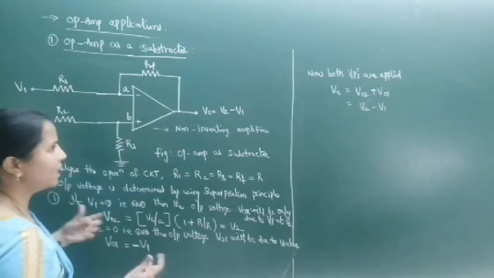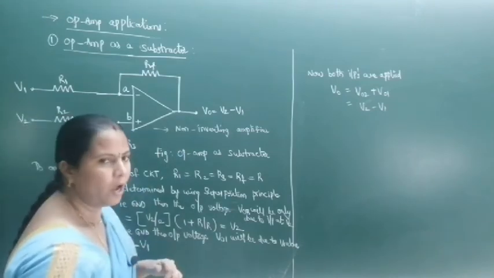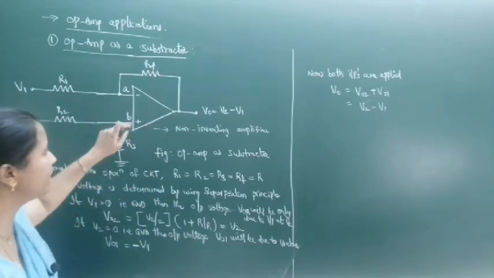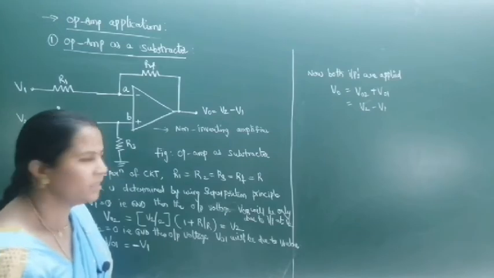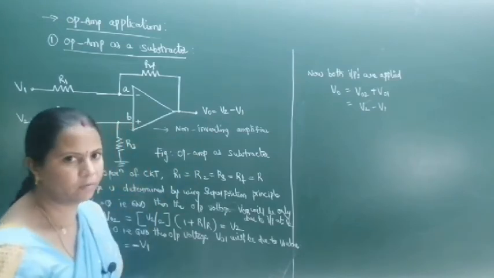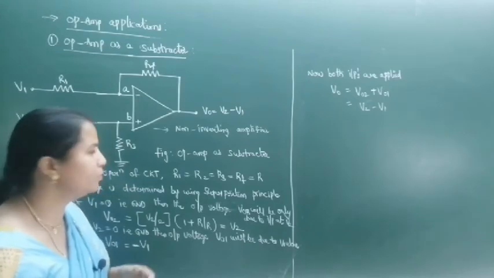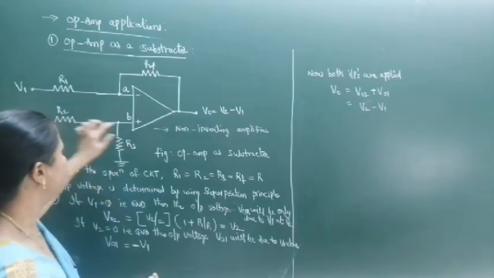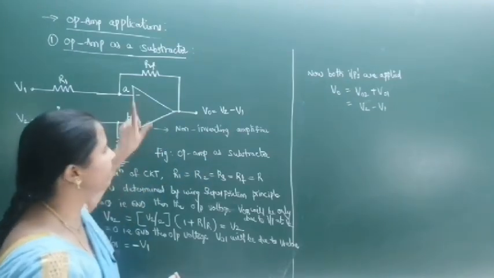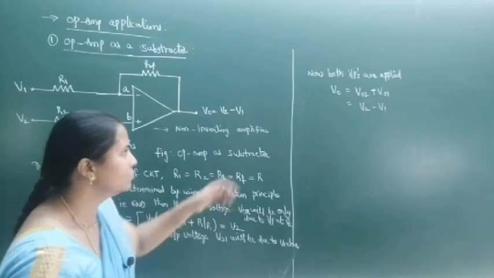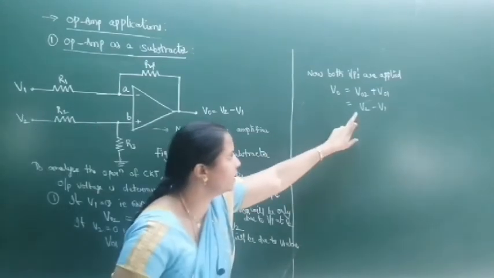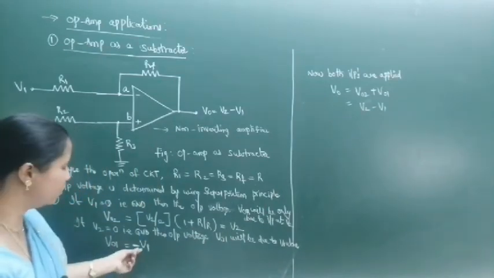So the third condition is, now apply both inputs V1 and V2 to the inverting terminal and non-inverting terminal respectively, then the output voltage V0 equal to V02 plus V01. V02 is nothing but the output voltage due to the non-inverting terminal, V01 is nothing but the output voltage due to the inverting terminal. Okay? So V02 is equal to V2, you substitute here, and V01 is equal to minus V1.